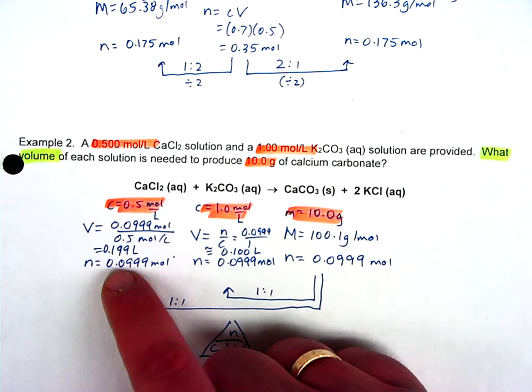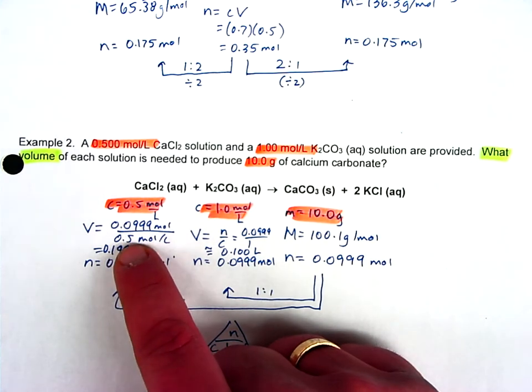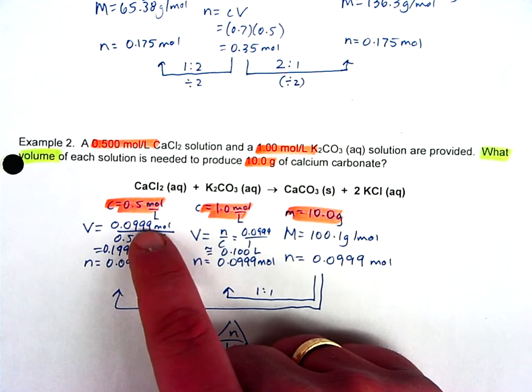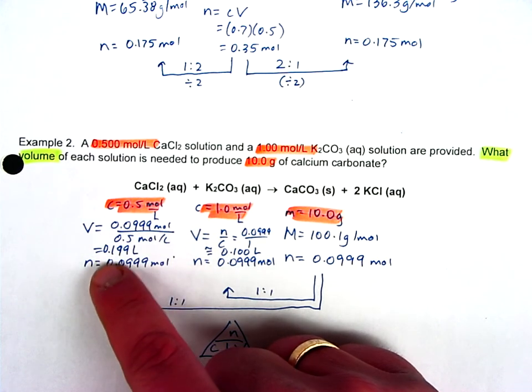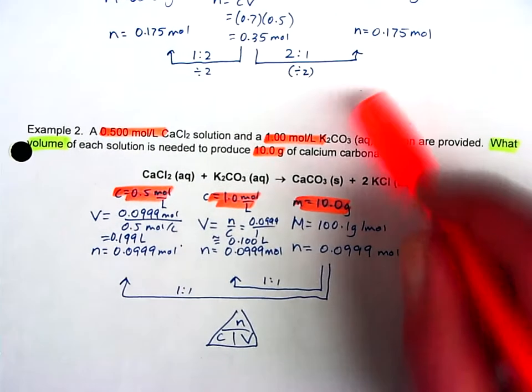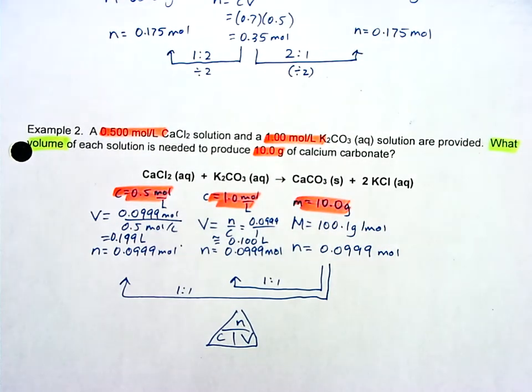Same idea here as well. This time the concentration is half as much, so we're going to need double the amount. So that's going to turn out to be about 0.199 liters or 199 milliliters as my final answer. And then just finishing off with therefore statements would be great.